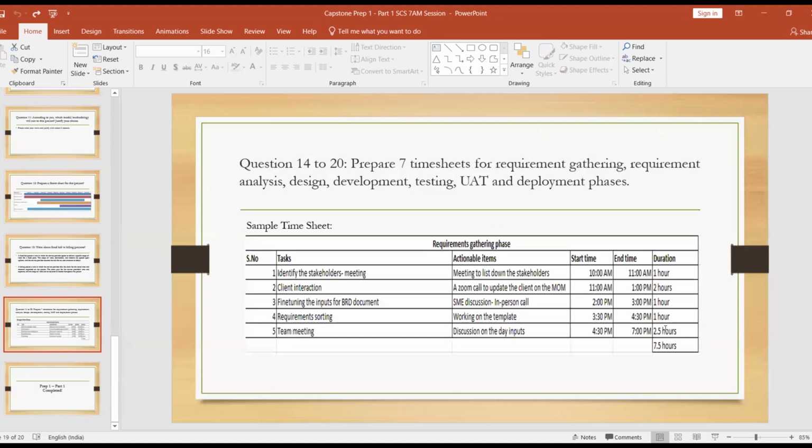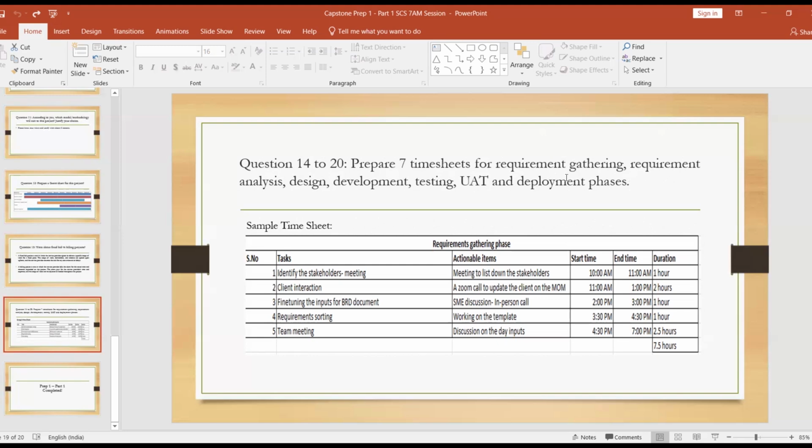And next, the 14th question and the final question for this particular case study in Capstone Project Prep 1 Part 1. The question is: prepare 7 timesheets for requirement gathering, requirement analysis, design, deployment, testing, UAT, and development phases. These are the phases generally followed under the waterfall and agile concepts. So for these 7 phases, you have to prepare your timesheets.